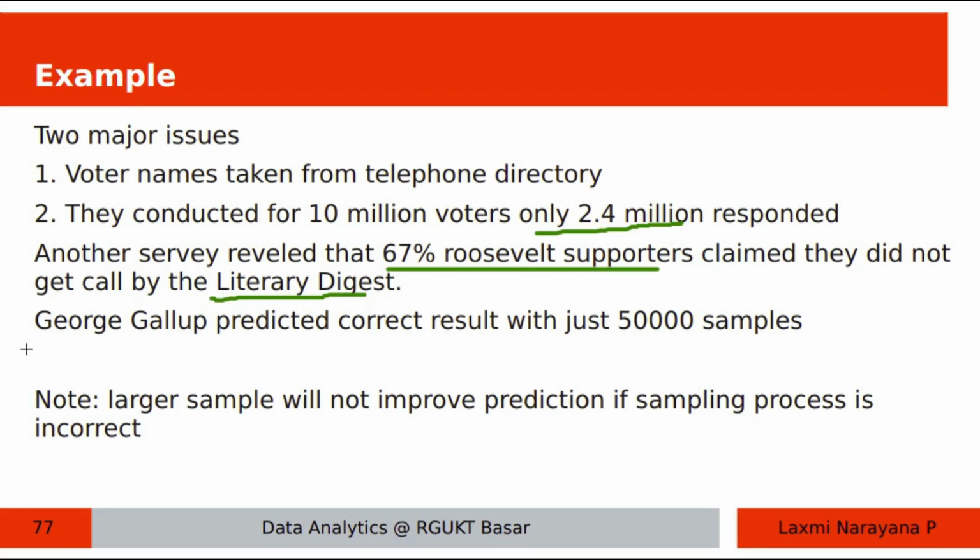The election result was correctly predicted by George Gallup. They took a small sample of 50,000 when compared with 2.4 million. The observation here is that a larger sample will not improve prediction if the sampling process is incorrect. So a correct sampling process is very important.